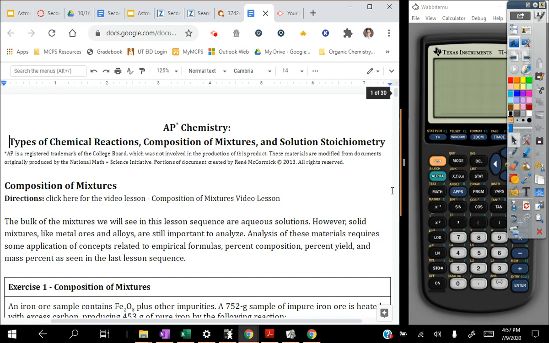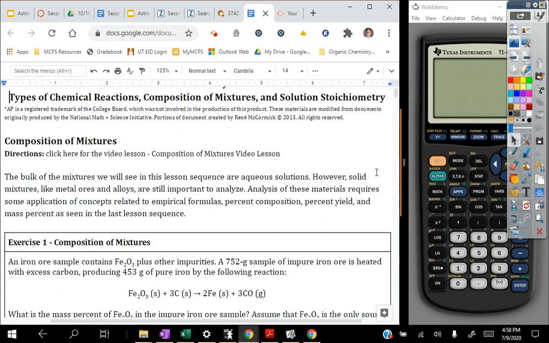Hello class. This is the first video in a series of lessons primarily dealing with solution stoichiometry. In this lesson sequence, we will also review types of chemical reactions as well as composition of mixtures. In the last lesson sequence, we dealt with principles of stoichiometry. We looked at gram-to-gram conversions, empirical formulas. We looked at percent composition, percent yield, things of that nature.